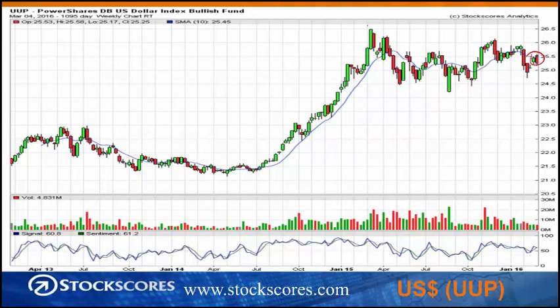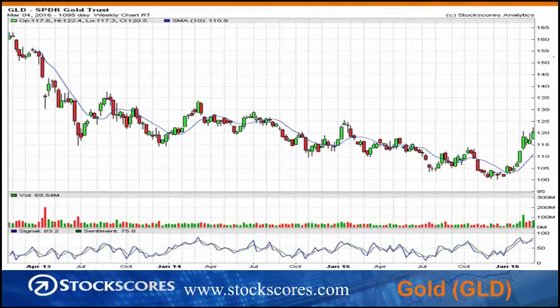But big picture, we're still basically stuck in a pennant pattern. So there's no decisive break for the US dollar that tells us where it's going to go. It kind of looks to me like it wants to just go sideways for another few weeks, and then we'll get the ultimate break. The market is waiting to see what the Fed does next.